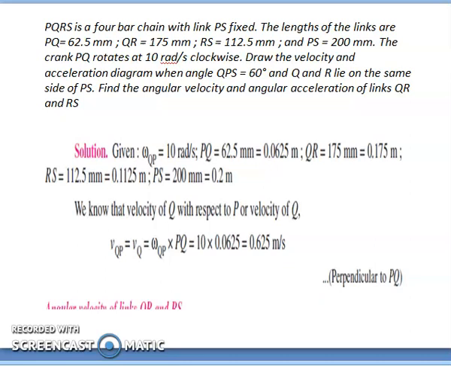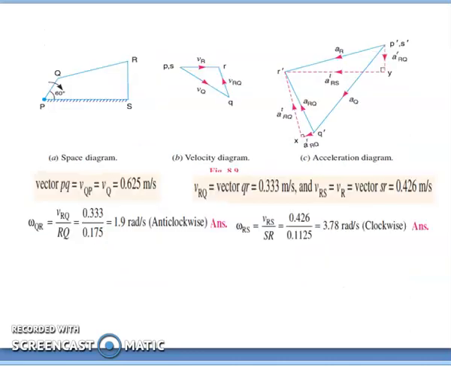Now, the crank is rotating at 10 radians per second clockwise. So, omega QP is already given, and the lengths of the links PQ, QR, RS and PS are given. From this data we can find the velocity of Q with respect to P, which is equal to PQ into omega QP. Substituting the values, you can find it as 0.625 meter per second.